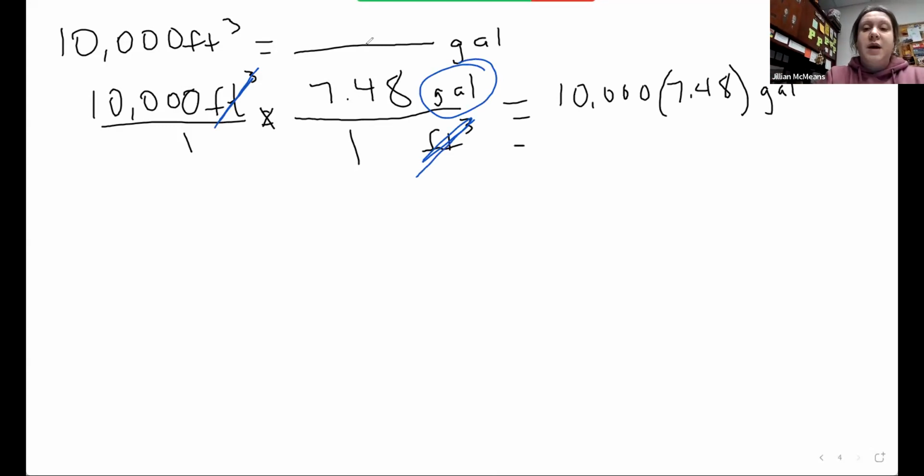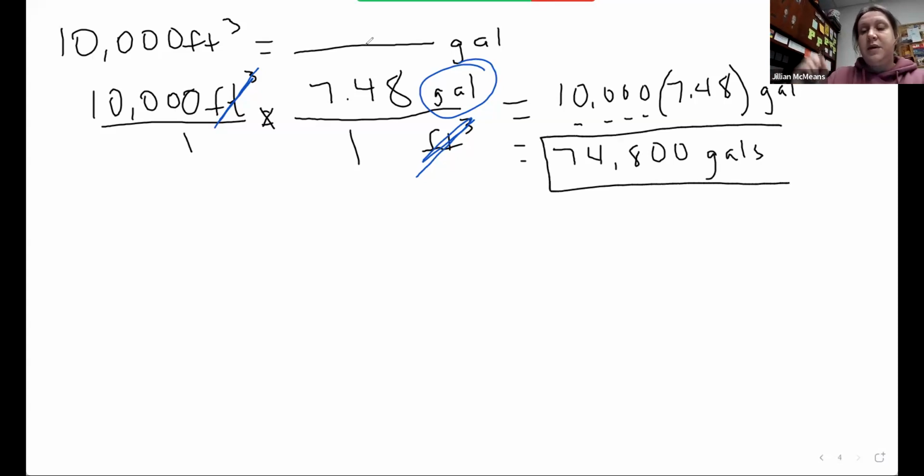So you can do this two ways. You could jump to a calculator and do 10,000 times 7.48, or you could understand how to multiply by powers of 10. I've got 1, 2, 3, 4 zeros in my power of 10. That tells me to move my decimal to the right 4 times. So I would get 74,800 gallons. And that would be our final answer. So if you have a 10,000 cubic foot swimming pool, it's going to hold 74,800 gallons of water.